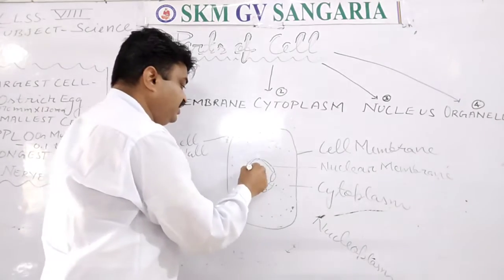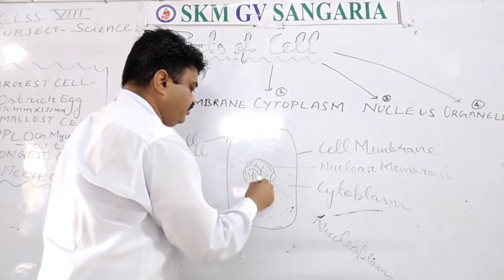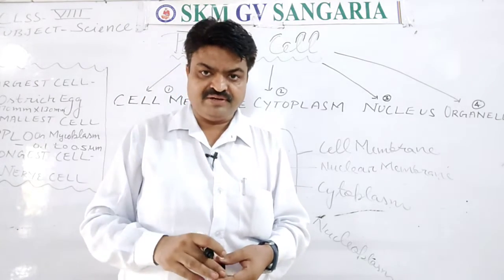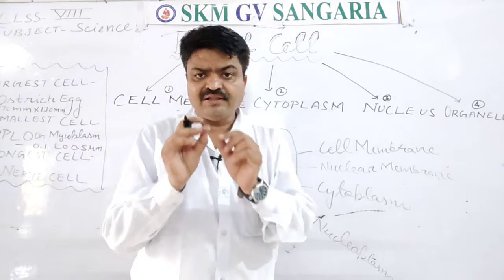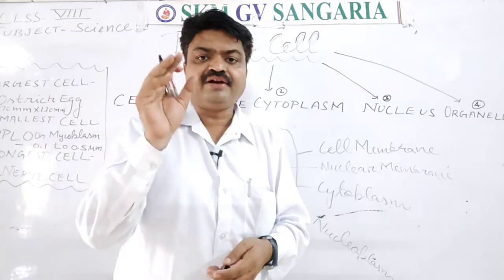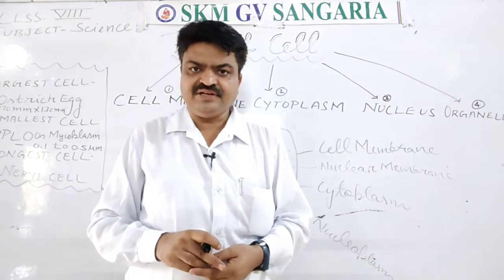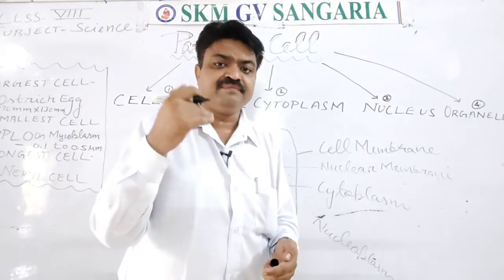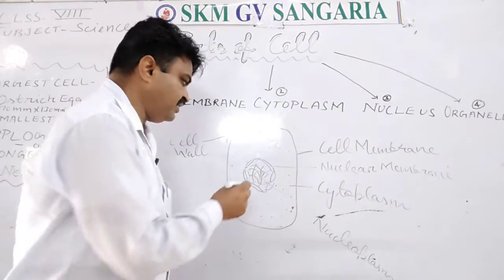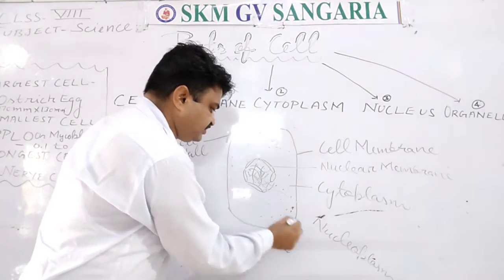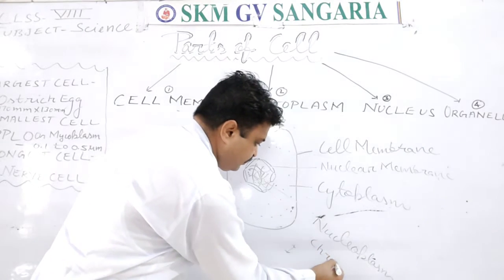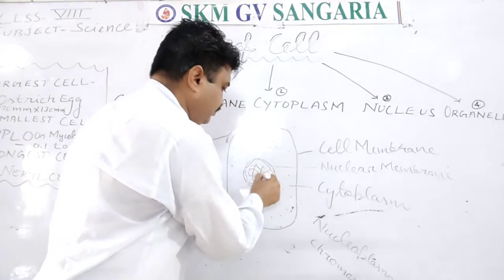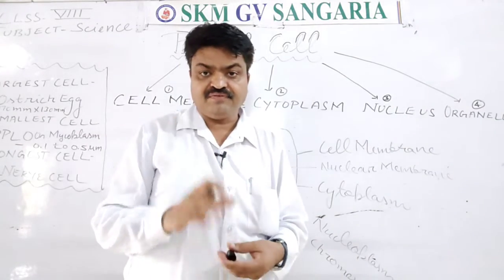And in this, there are thread-like structures also found, and these thread-like structures are known as chromosome, student. And on the chromosome, there are dense particles found, student, and those dense particles are known as genes, from which the information is passed from one generation to another. So genes are also found here. So these thread-like structures are known as chromosome. And on the chromosome, there are genes found.